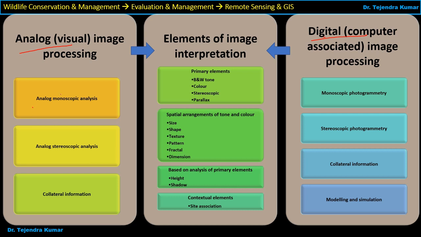There are different kinds of analysis used, like analog monoscopic analysis, analog stereoscopic analysis, and collateral information, and here the elements of image interpretation are used. Some things are common here. If you see the digital or computer-assisted image, then we can see monoscopic photogrammetry, stereoscopic photogrammetry, collateral information, modeling, and simulations.